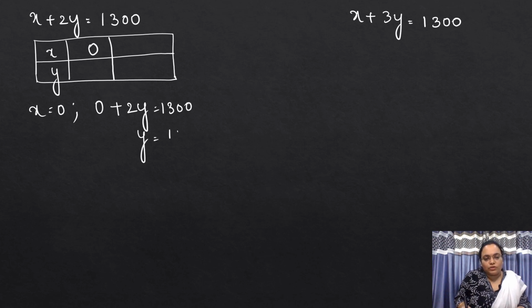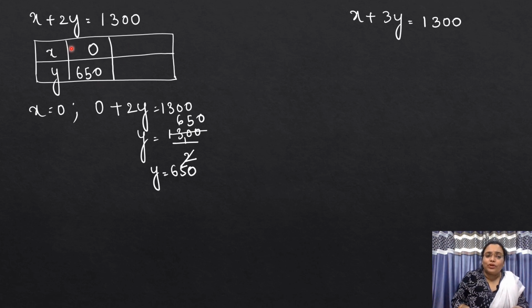y is equals to 1,300 divided by 2, which is 2 ones, 2 sixes are 12, 2 fives are 10, 0. So y is equals to 650. So you cannot put y is equals to 0, right? Because you will get x is equals to 1,300. That is a big number to plot on a graph, right? So we will simplify it so that we can take a smaller number, okay?